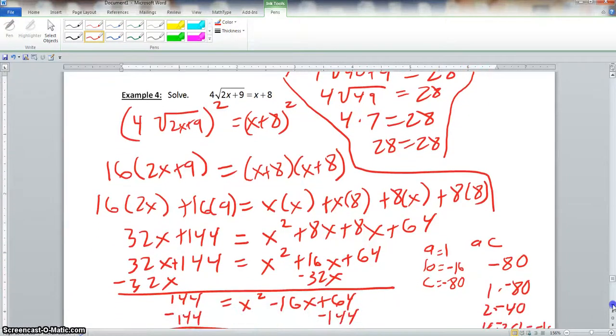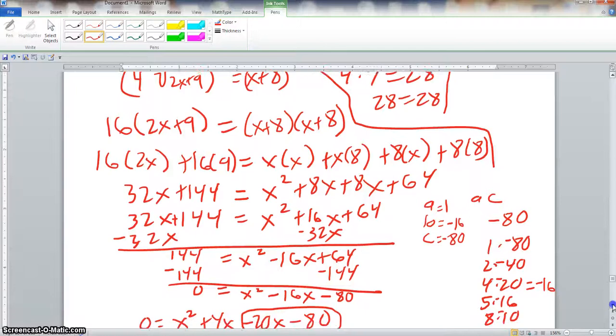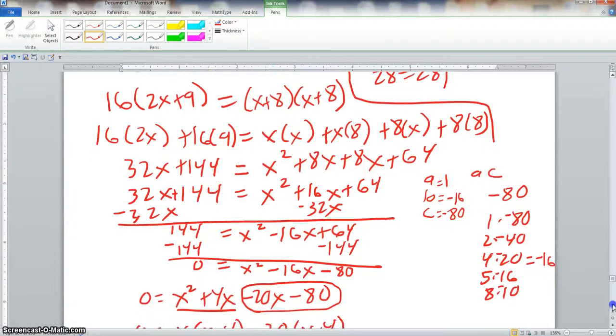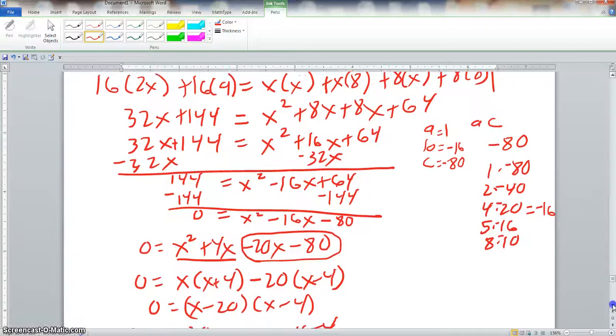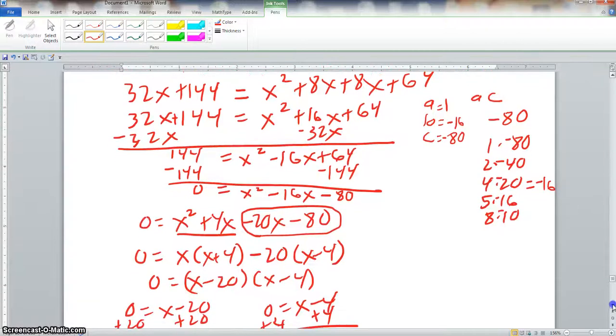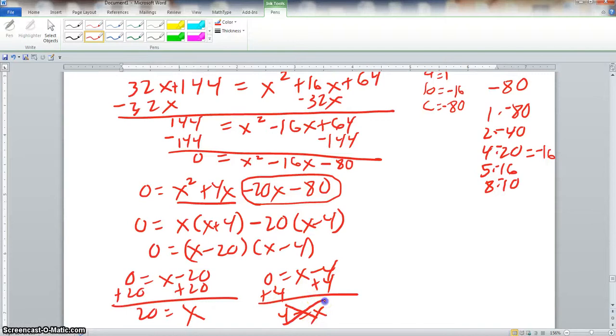So with that, this is why it is very important that you always check your answers, because if it doesn't work, then you have to make sure that answer is x'd out. So we would get rid of x equals 4, and our final answer here is x equals 20. And that's it.